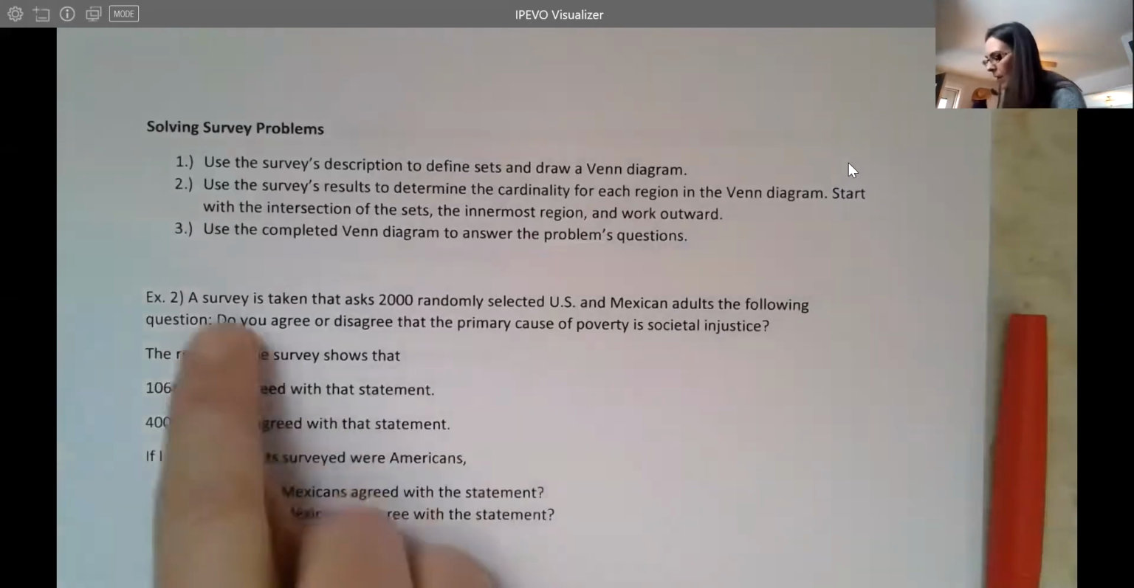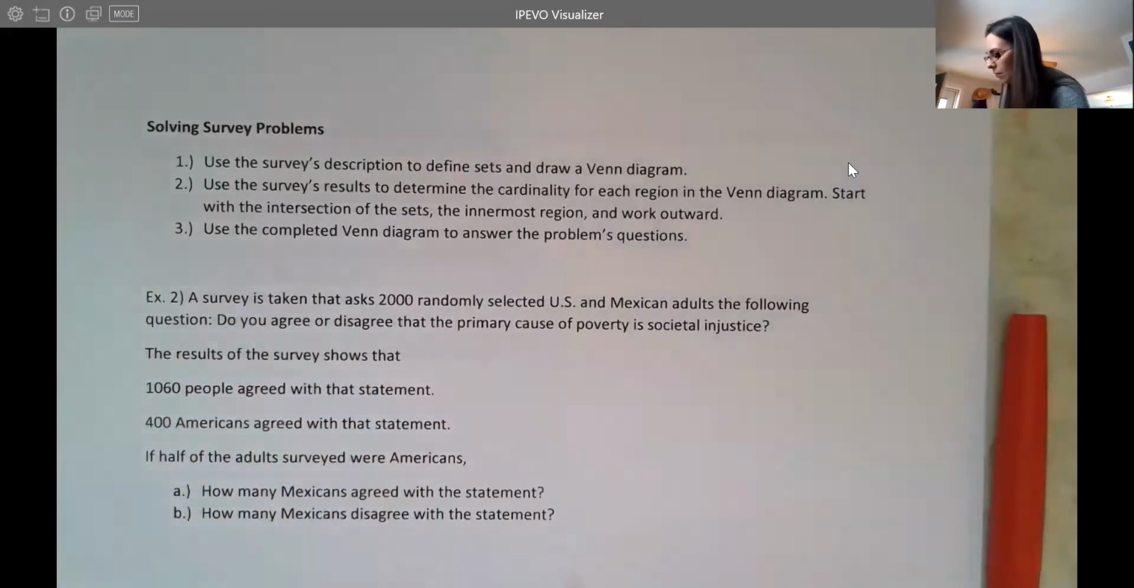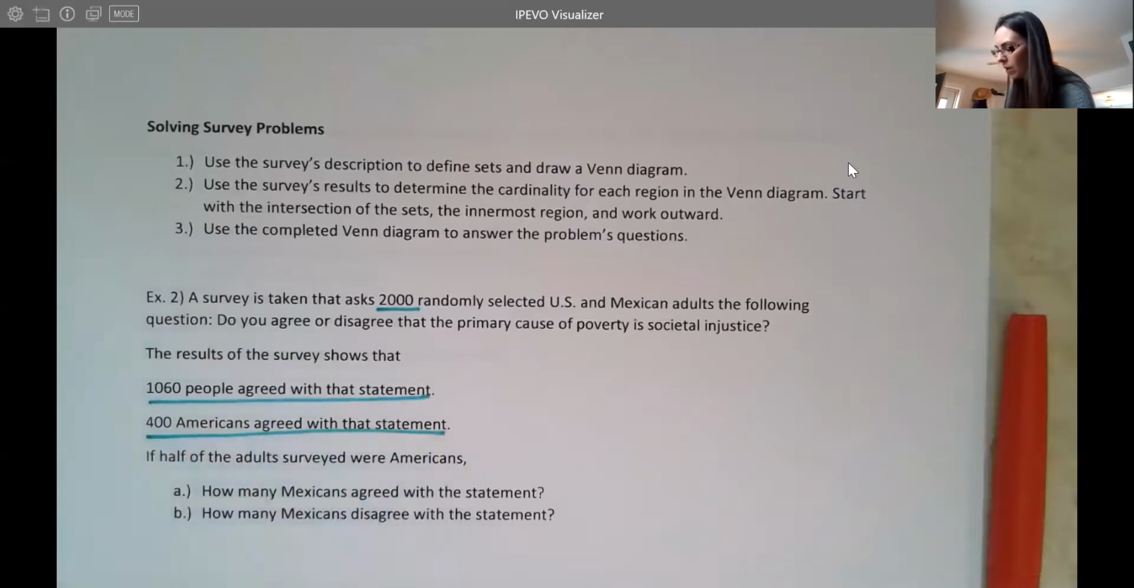So here we have a survey is taken to ask 2,000 randomly selected US and Mexican adults the following question. Do you agree or disagree that the primary cause of poverty is societal injustice? The results showed that 1,060 people agreed with that statement overall. And also breaking it down further, that 400 Americans agreed with that statement. We're also told that half of the adults surveyed were Americans.